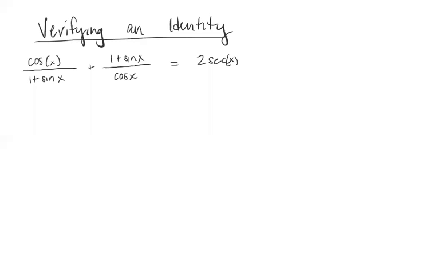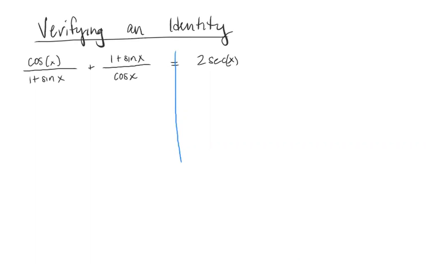For this video, we are going to verify an identity. I'm going to walk you through this one because this involves a lot of algebra and some trig identity stuff. But the first thing you want to do always is decide which side you're going to work, because you're not going to work both. We cannot assume that these are equal. That's what we're trying to prove.